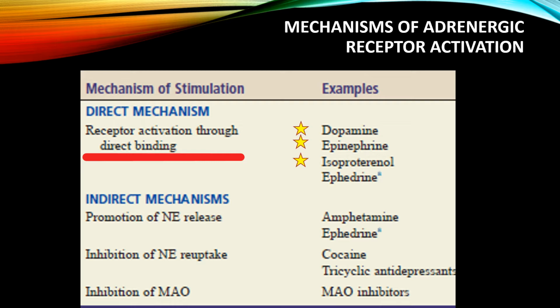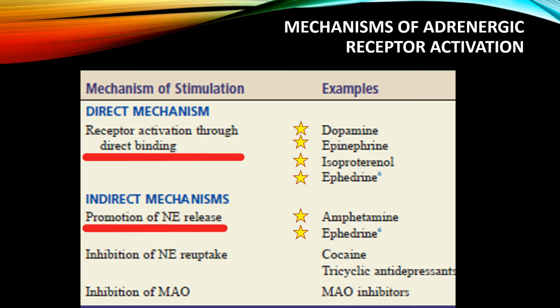isoproterenol, and your ephedrine. Now for the indirect mechanism, we have the promotion of the norepinephrine release. By acting on terminals of sympathetic nerves to cause norepinephrine release, drugs can bring about indirect stimulation and activation of the adrenergic receptors. Examples will be your amphetamine and the ephedrine.